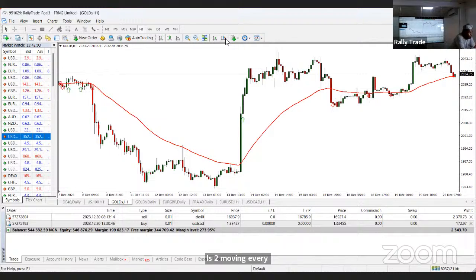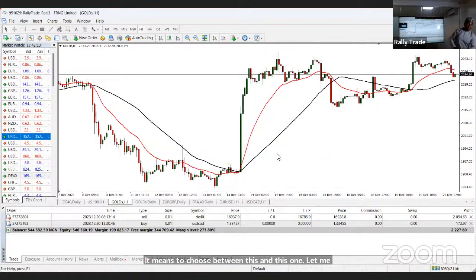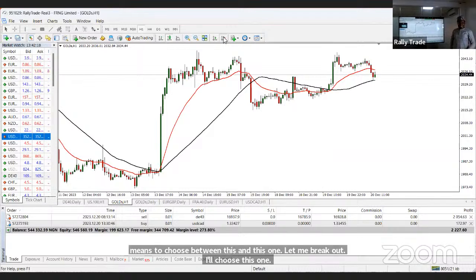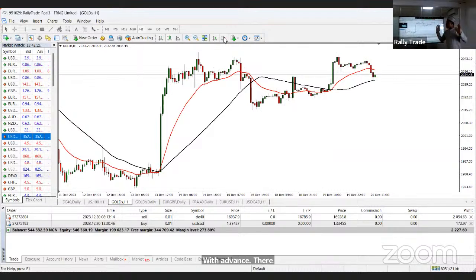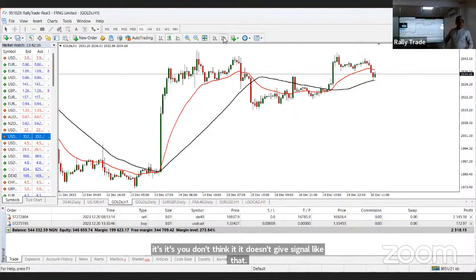This one has an arrow. It means that to choose between this strategy and this one, MA breakout, I'll choose this one. This one doesn't have an arrow, but it's advanced. If this one tells you buy, you know you won't waste time. If it tells you sell, you can count on it. People don't like it because it doesn't give signals like that.